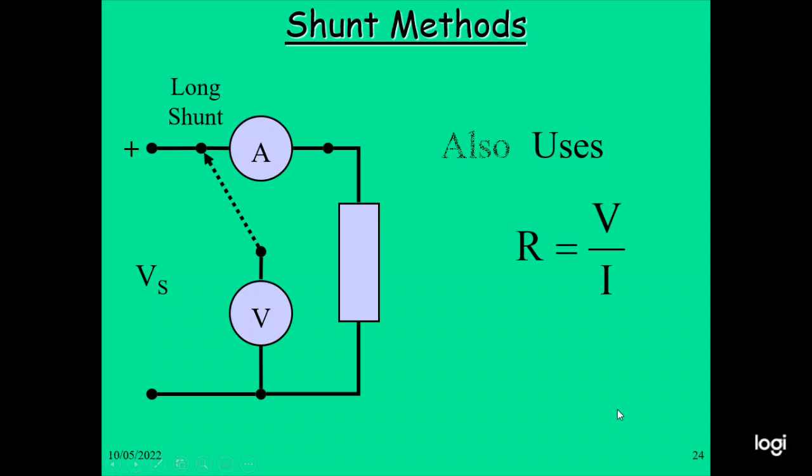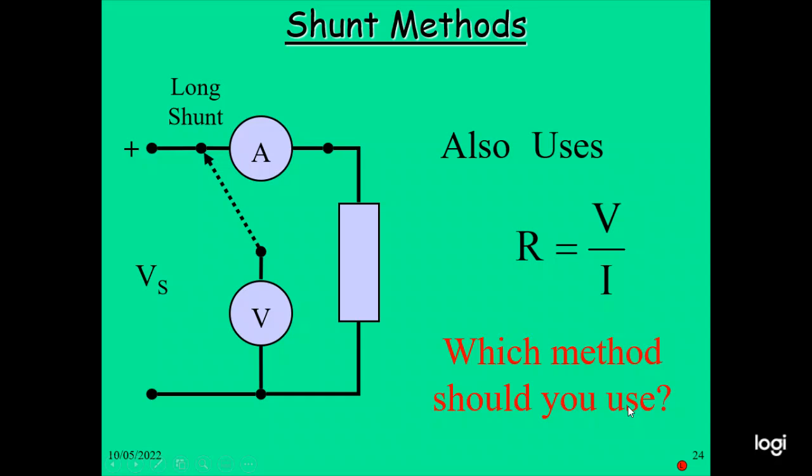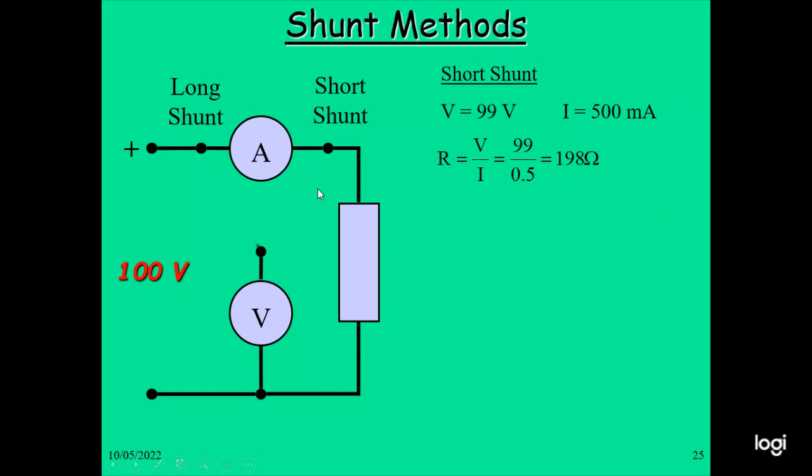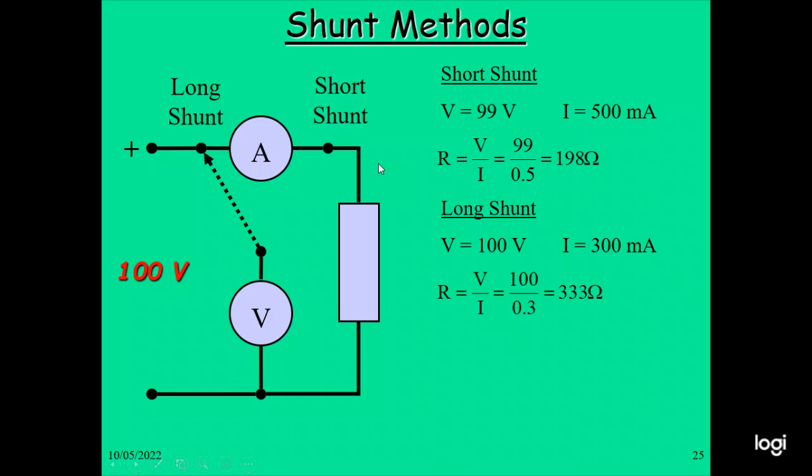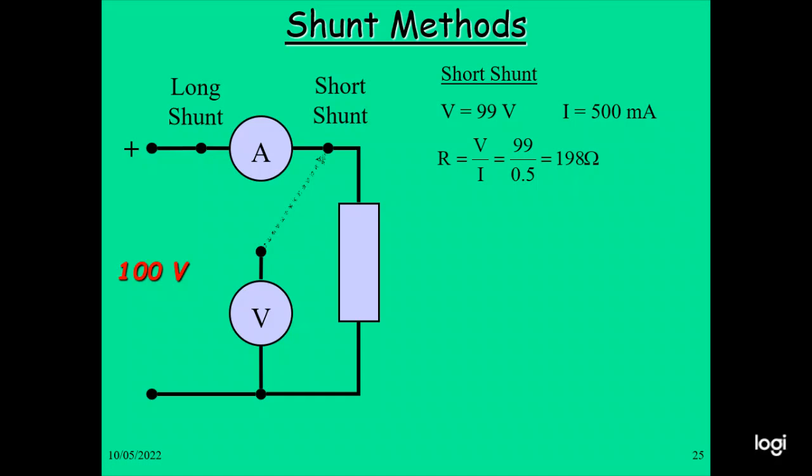The shunt method also uses R equals V by I. This is the long shunt method, and this is the short shunt method. So, the long shunt method and the short shunt method.